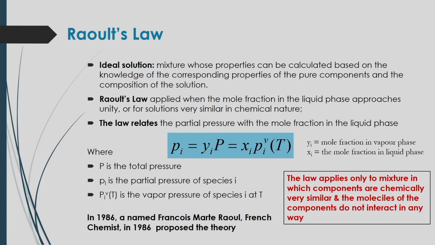Now, here we will discuss another law called Raoult's law, which gives the characteristic behavior of the ideal solution. What is an ideal solution? It is generally regarded as a mixture of components in a solution whose properties can be calculated from the corresponding properties of the pure components and the composition of the solution.